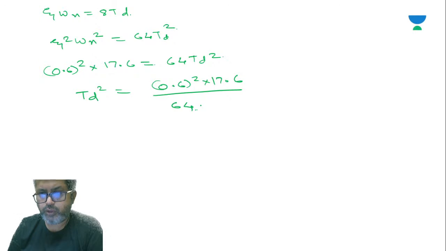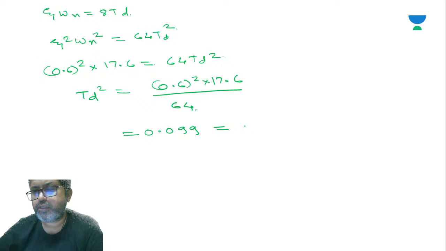Let us see, I will use my calculator. 0.6 square into 17.6 divided by 64. This is equal to 0.099, that is equal to 0.1.